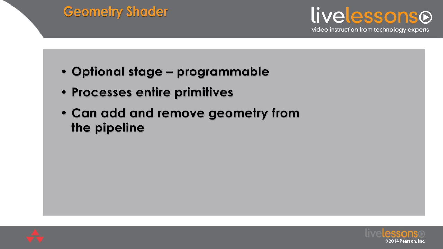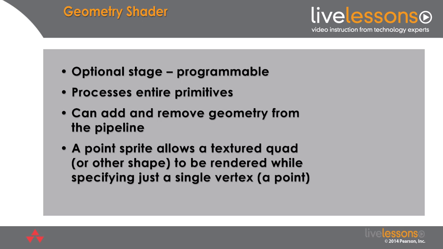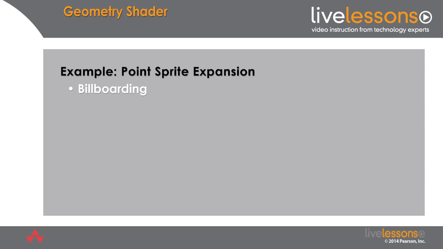A common application of geometry shaders is point sprite expansion. A point sprite allows a texture quad or other shape to be rendered while specifying just a single vertex, a point. The point represents the center of the quad, and the geometry shader constructs the 4 surrounding vertices to form the quad. Point sprites can be used for things like billboarded textures, textures that always face the camera, and for particle effects. The next stage in the pipeline is rasterization.